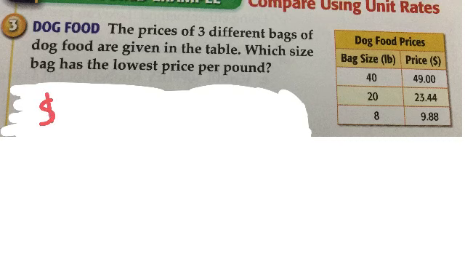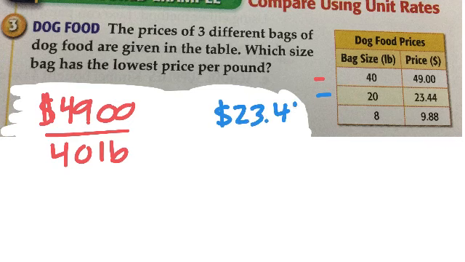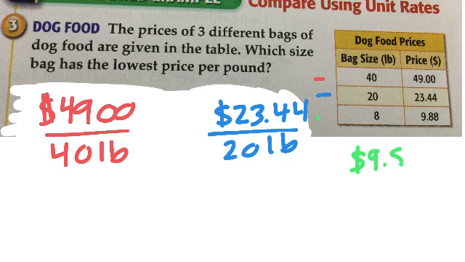So it's always the amount that I'm paying in dollars, so $49, over the size. So I would have 49 over 40 pounds for the first dog food bag. The second one would be $23.44 over 20 pounds. And then the last one would be $9.88 over 8 pounds.